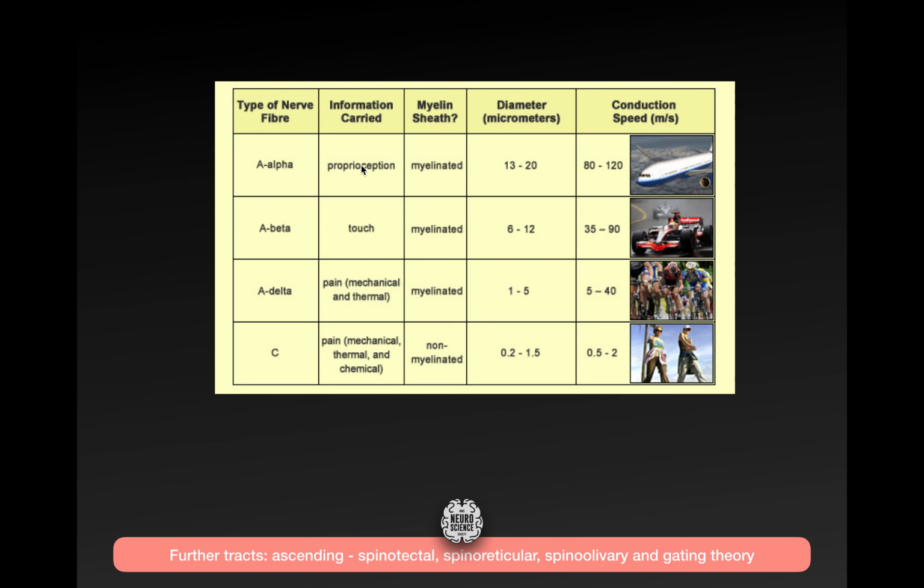Your A alpha fibers, proprioception, are moving super quick, and that is predominantly because, I don't know why they chose a jumbo jet, should have a Concorde or like, I don't know, the Millennium Falcon or something. There was a second Star Wars reference.